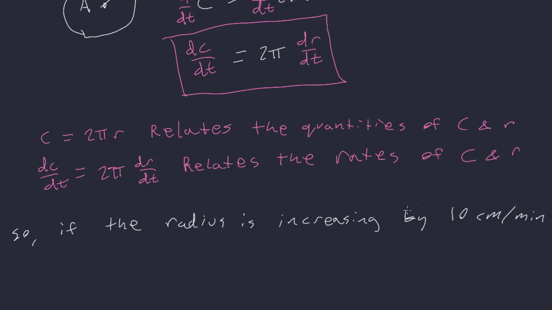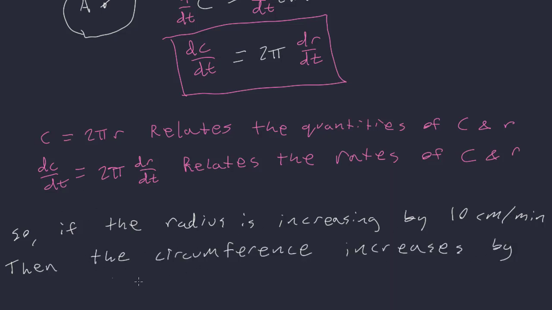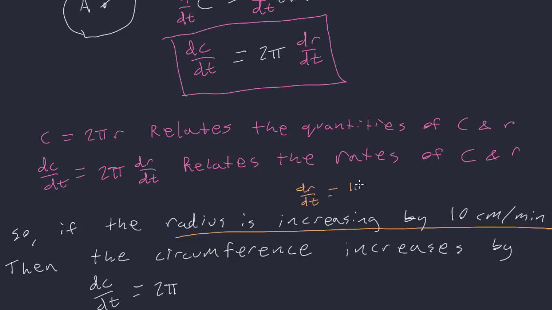So if the radius is increasing by 10 centimeters per minute, then the circumference increases by, well, now we just use this formula. dC by dt is going to be 2 pi times dr by dt. Well, that's what this 10 centimeters per minute is. If the radius is increasing by this much, this tells me that dr by dt is 10 centimeters per minute, right? r is a length, centimeters per minute. So when we put that in, it comes out to be 20 pi centimeters per minute. So if the radius is increasing by 10 centimeters a minute, the circumference is increasing by 20 pi centimeters per minute.